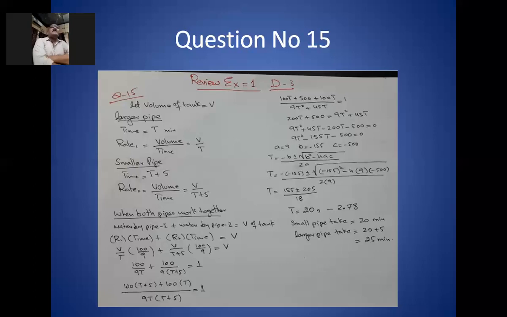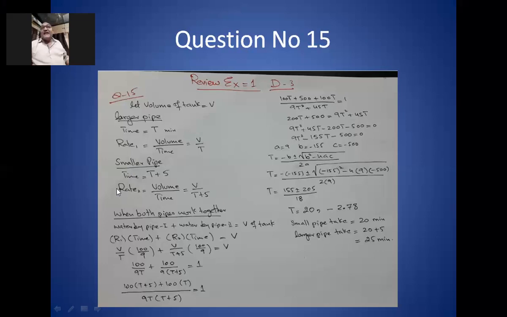In the same way, he says the smaller pipe when it works alone takes 5 minutes longer as compared to the larger pipe. So the time taken by the smaller pipe when it works alone to fill that tank, whose volume is V, will be T plus 5. It takes 5 minutes longer. So the time will be T plus 5. So the rate of flow of the second pipe will be the volume divided by time. So it gives the volume V in T plus 5 minutes. So the rate of flow will be V divided by T plus 5. You can see here, that's the rate of flow.